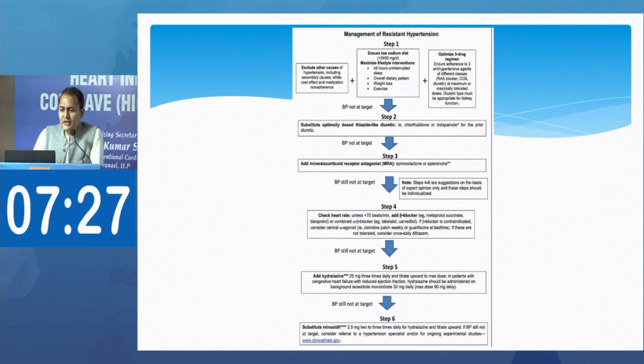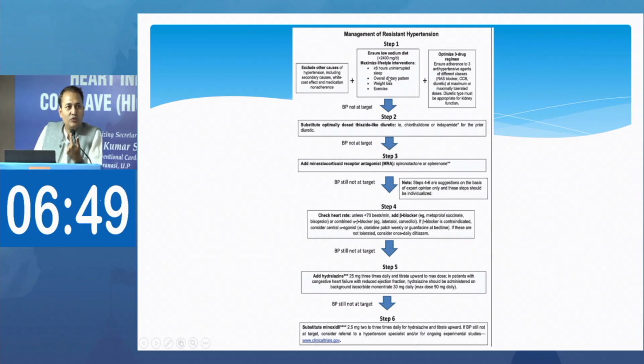So once we have diagnosed the case, how should we approach it? The first step is to ensure low sodium intake and maximize lifestyle intervention, that is weight reduction, adequate sleep, increasing dietary fibers and fruits, and advocating exercise. Because we know that lifestyle intervention, if advocated, can reduce blood pressure by 20 mmHg systolic and 10 mmHg diastolic. So instead of adding another drug, see whether the patient is taking more alcohol, more tobacco, or not adhering to lifestyle modification, and that should be taken into consideration.